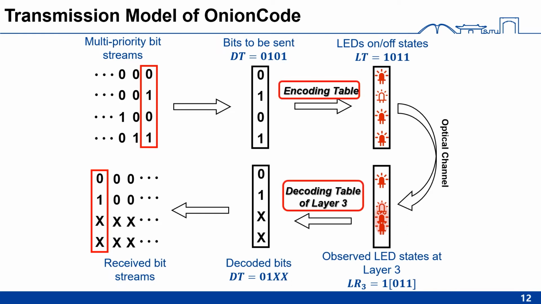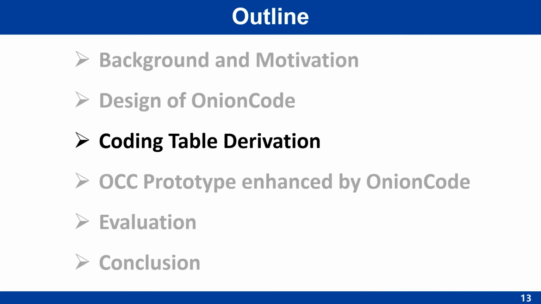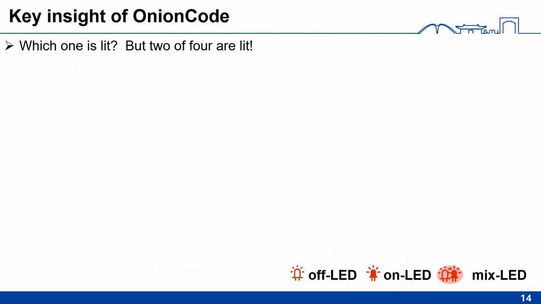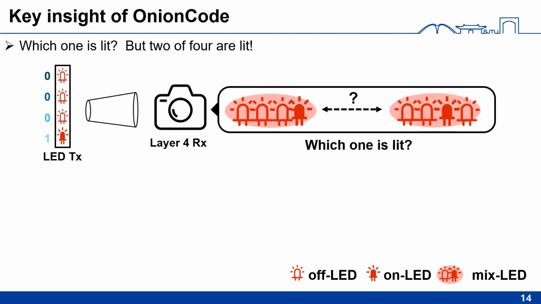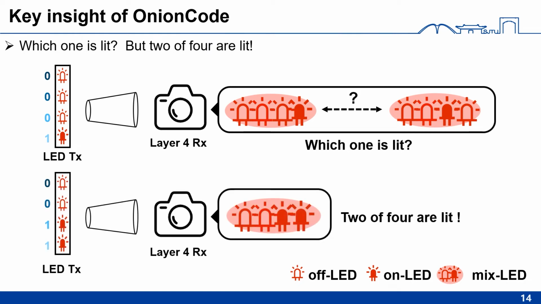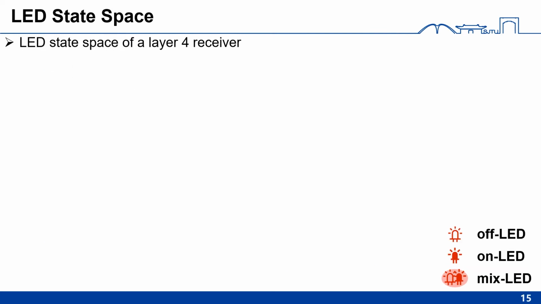Next we briefly introduce the process of coding table generation. The key insight of ONIONCODE is that the remote camera cannot determine which LED in the array is turned on due to the severe mixing. But the camera can determine how many of them are lit by calculating the luminance value of the pixels. Keeping the key insight in mind, we first model the LED states that can be observed by each layer's receiver, and this is the foundation of the following derivation.